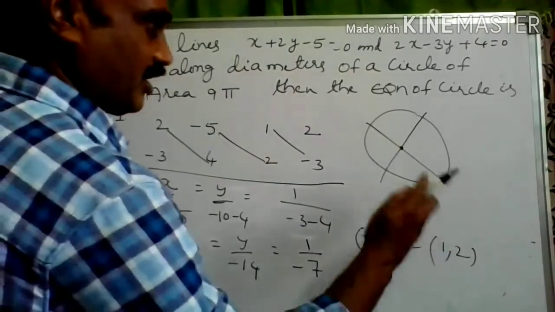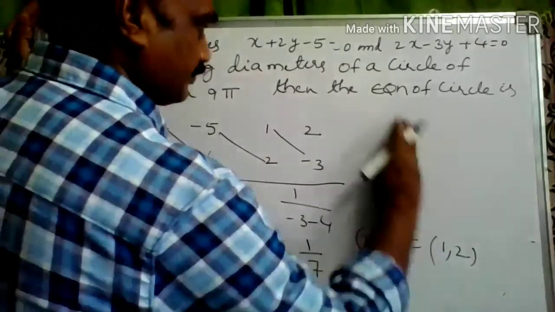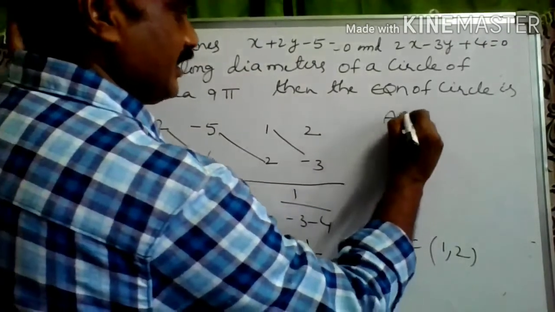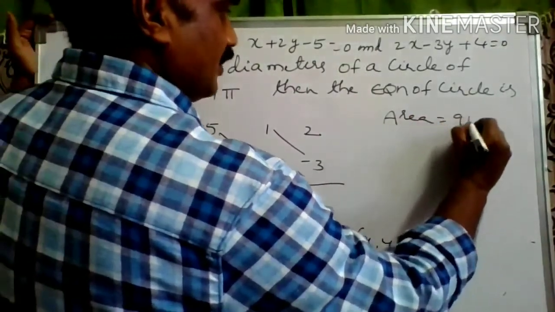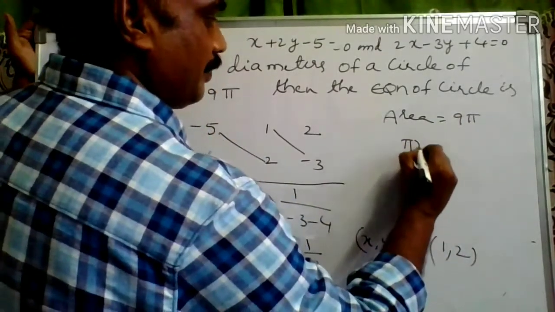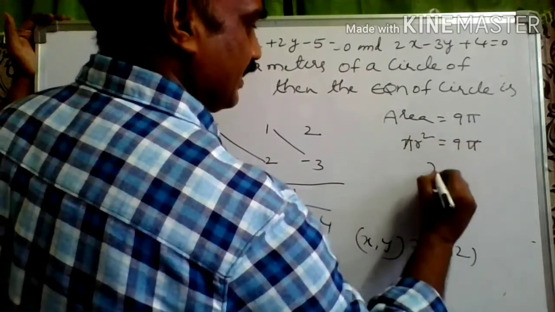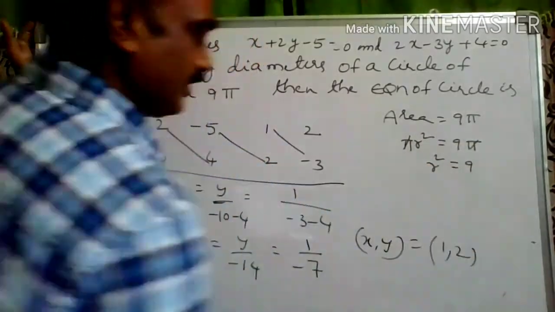Okay, students, center is 1 comma 2. Next, calculate radius. Here, area of the circle is equal to 9 pi. So area of the circle formula pi r square. Pi r square is equal to 9 pi. Pi gets cancelled. R square is equal to 9.